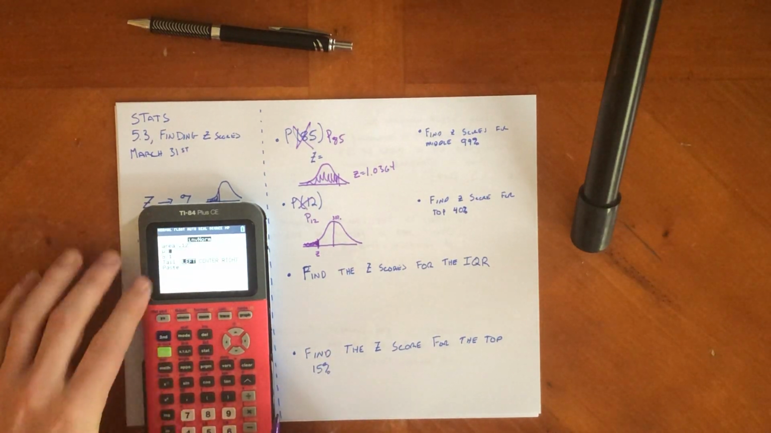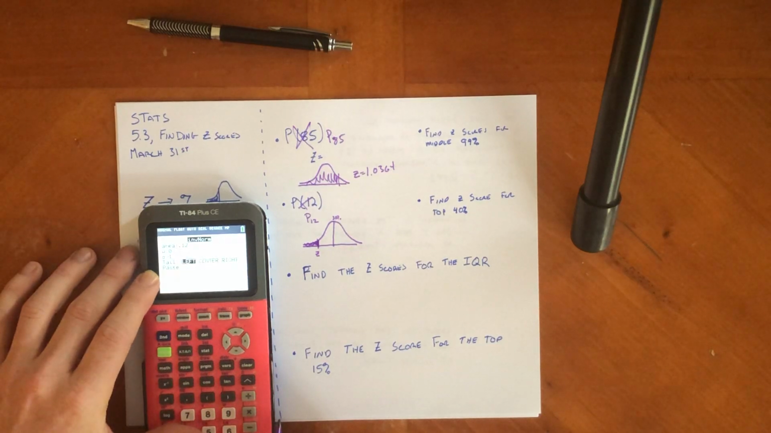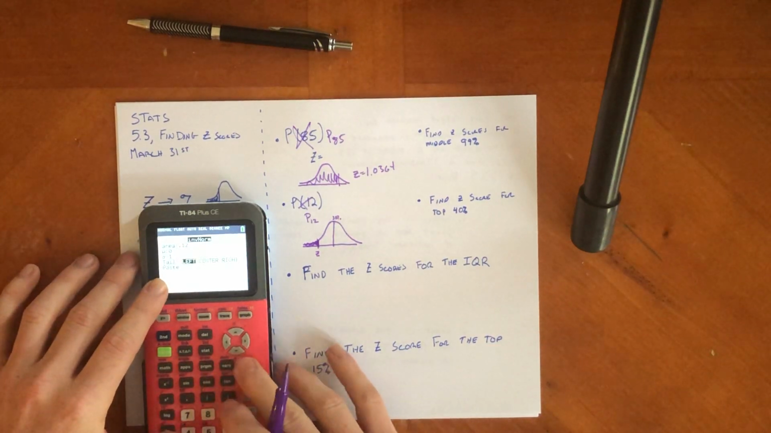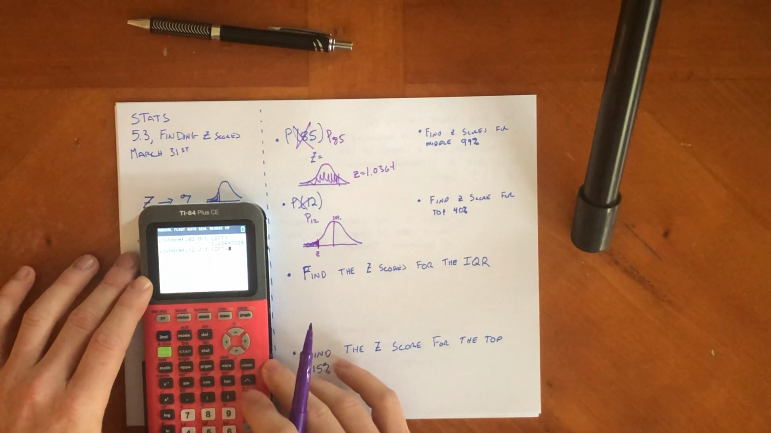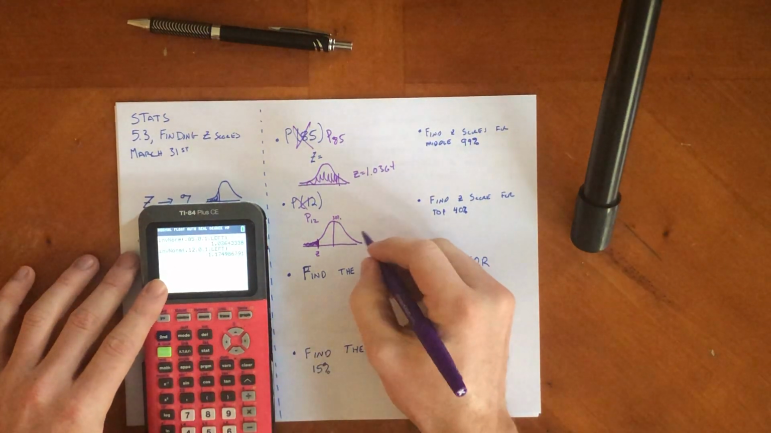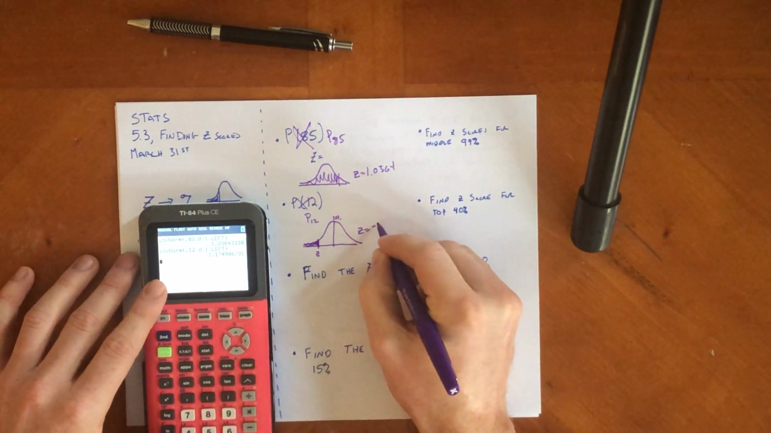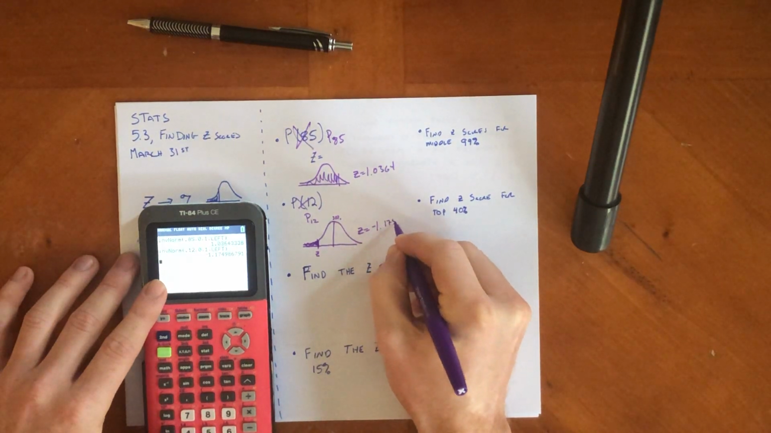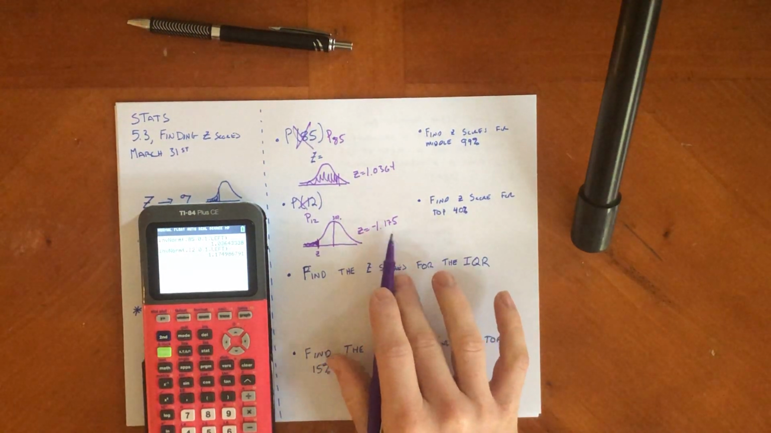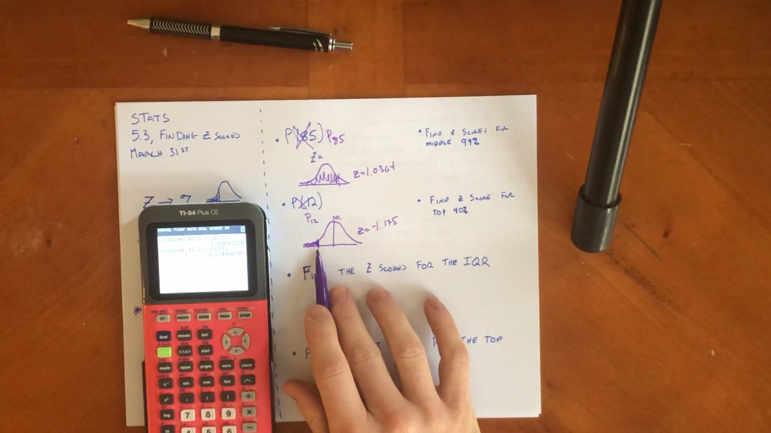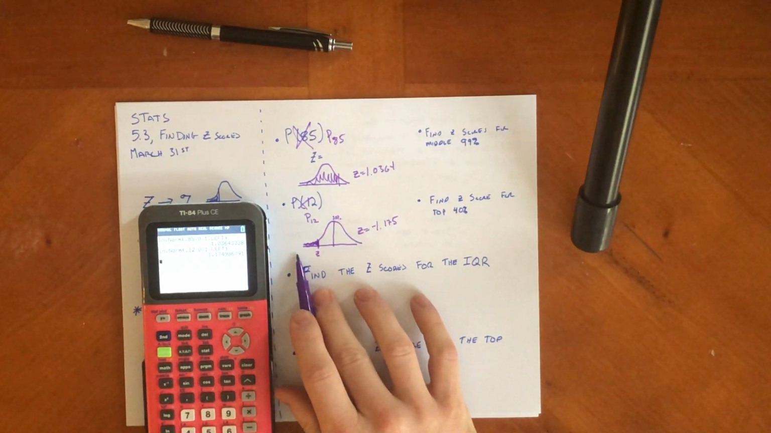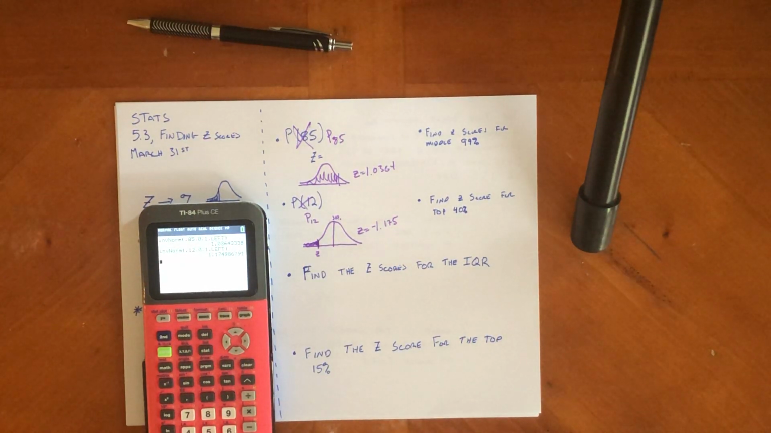0.12 this time, mean 0, standard deviation of 1, and we want to find the left again. Tails in the left, meaning the shaded area is in the left. Paste. I get a z of negative 1.175. So that means 1.175 standard deviations to the left. If I go under that, that will be 12% of the curve.